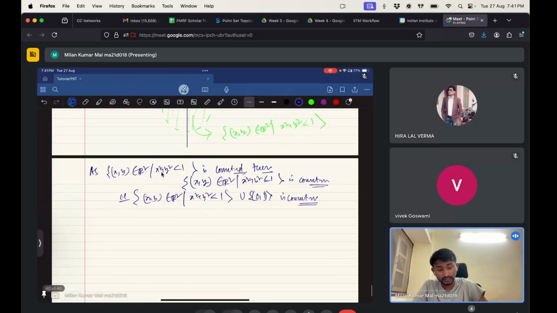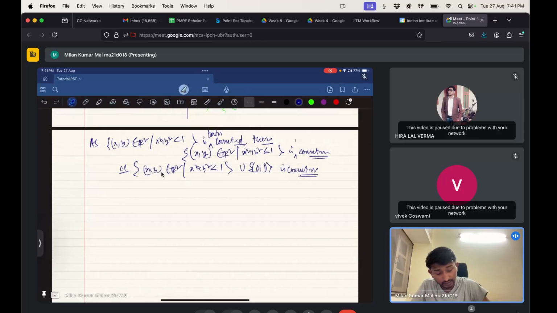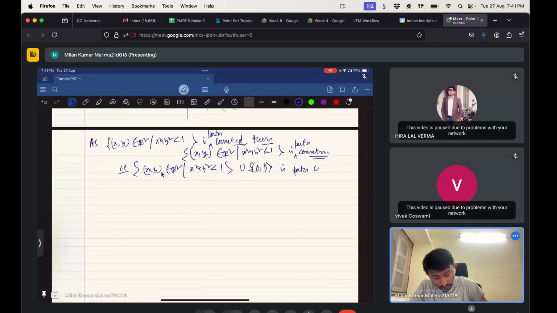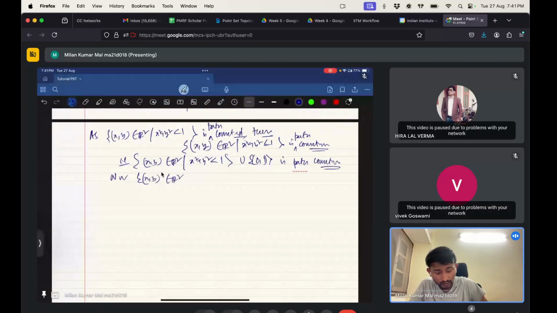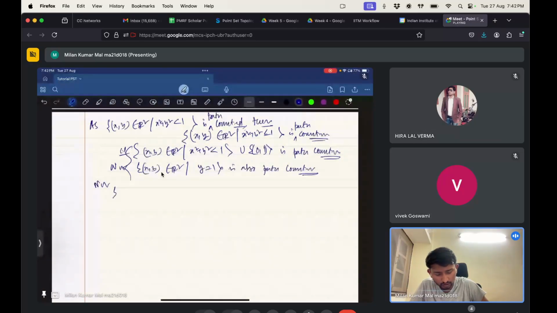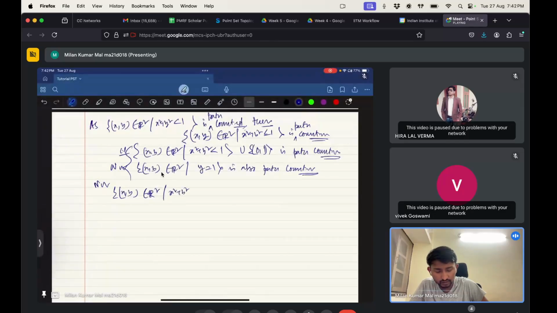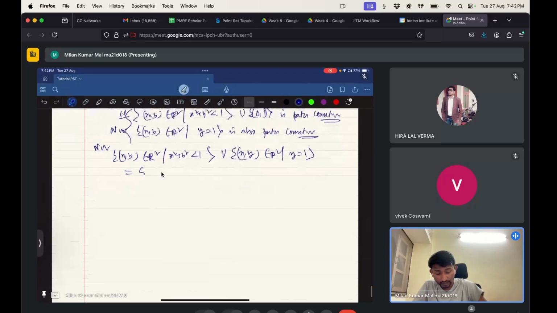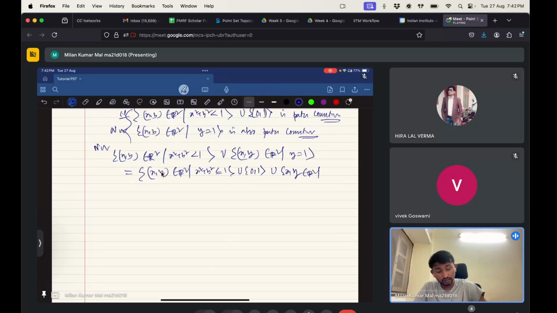Path connected this is. All of them are path connected actually. As the singleton is path connected and this is path connected, the union is path connected. Now the set of (x, y) belonging to R square such that y equals 1 is also path connected. Now these two union is the same as the set of (x, y) such that x square plus y square less than 1, union (0, 1), union the set of (x, y) such that y equals 1.